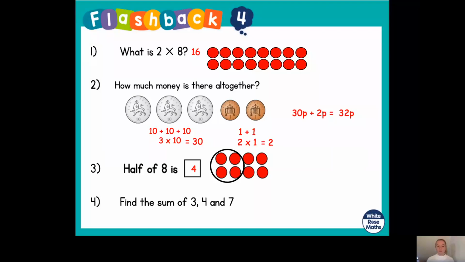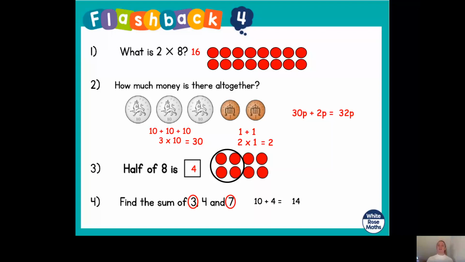Now, number 4, we need to find the sum of 3, 4 and 7. Now, did you notice what I did? That you can spot a number 1 to 10. Yes, that's right. We've got 3 and 7, which equals 10. So if we know those 2 equal 10, we just need to add on the 4, don't we? So 10 plus 4 equals 14. There we go. So there's our answer. Well done if you got that right.